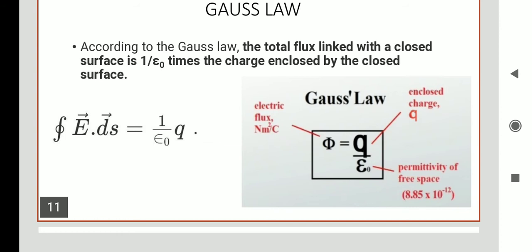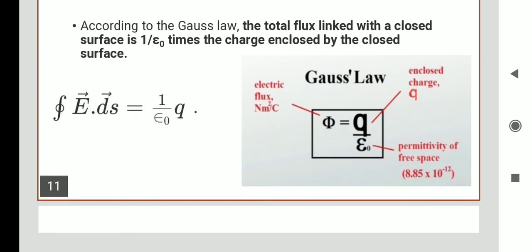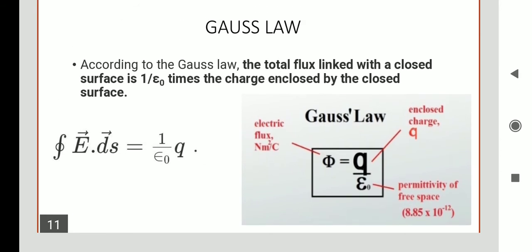The unit of electric flux is Newton meter square per coulomb. Charge q is the enclosed charge. Epsilon naught is the permittivity of free space. So this is about the Gauss law statement and its formula.